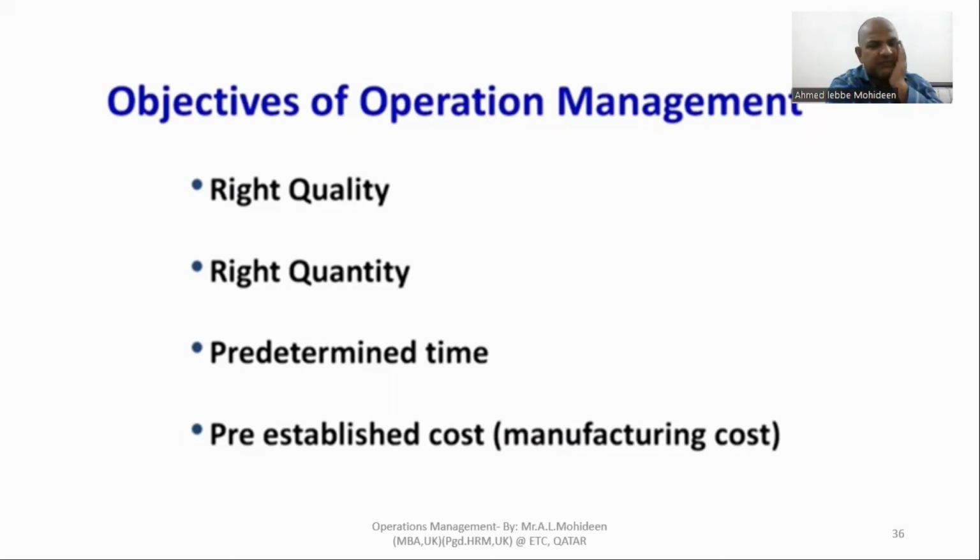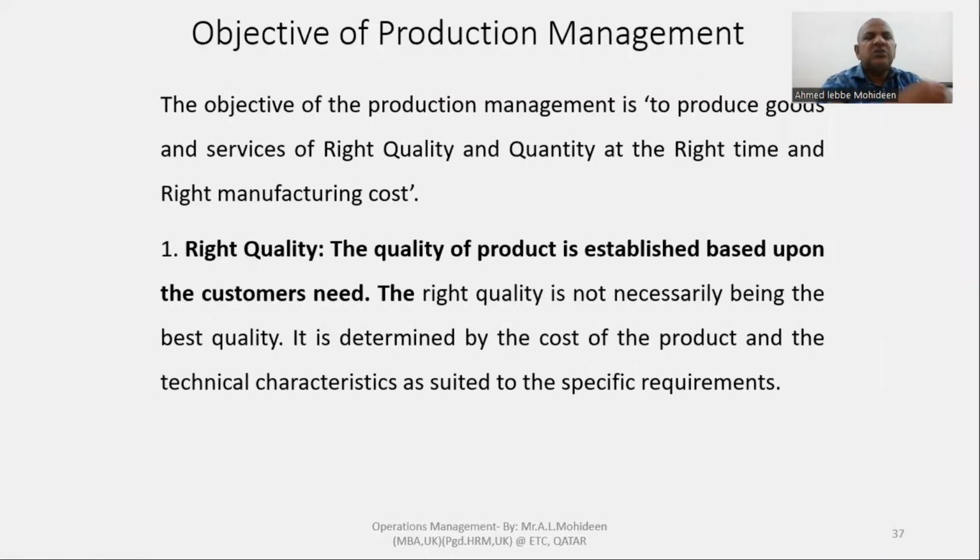Any questions here? Is that understood? So what are the objectives of operation management? The right quality. The right quantity, the exact number of shirts. Then the predetermined time, the schedule, how long it will take, how many days. Then the manufacturing costs, the pre-established costs. Any questions here? No? Let's continue.